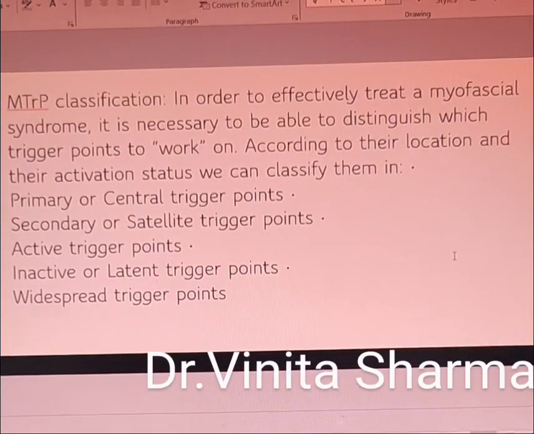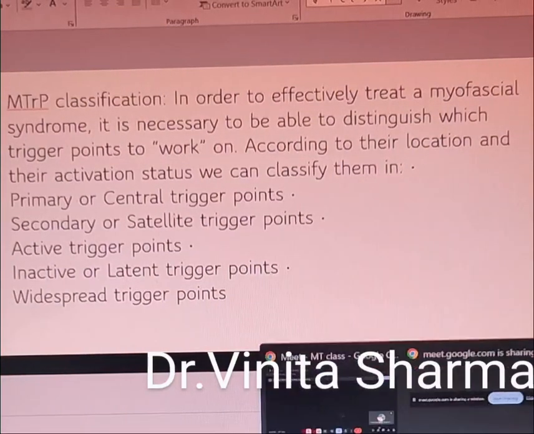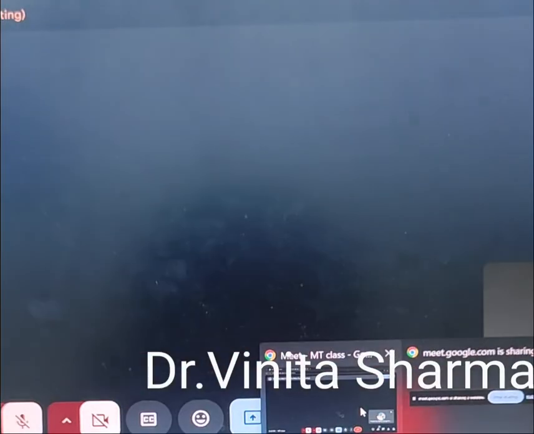So we have to analyze first what type of trigger point is there, and according to that we have to release that trigger point. We have techniques like manual techniques by which we can treat the trigger point.